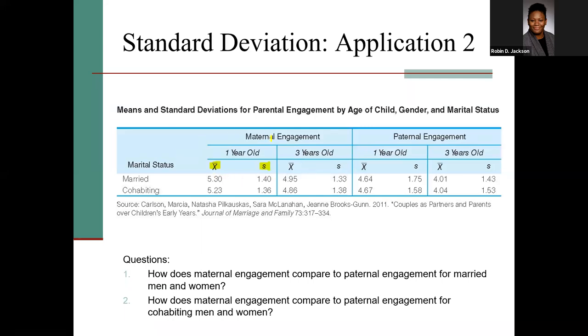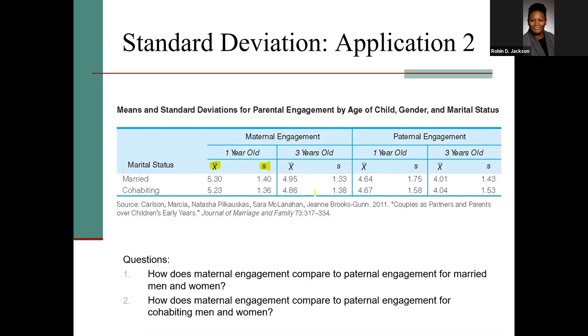So maternal engagement, the engagement of mothers that are married, but then you have the engagement with their children of mothers that are cohabitating with the father. So basically they're living together. So married versus living together when the kid is 1 year old, the maternal engagement. Maternal engagement with the 3-year-old child of a mother who's married versus a mother who's just living with the child's father.